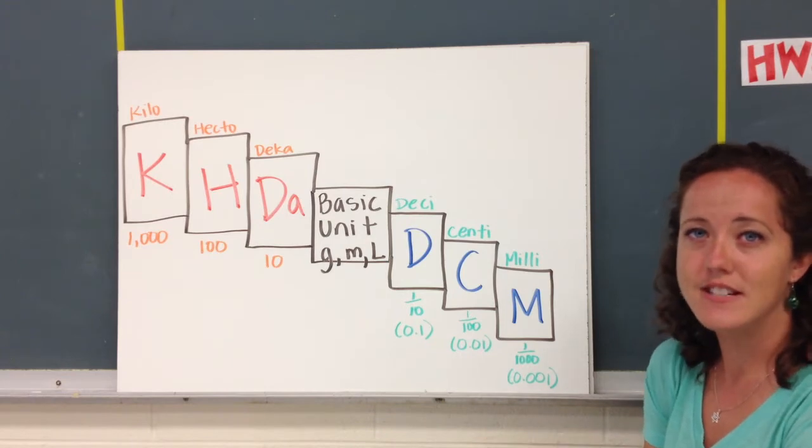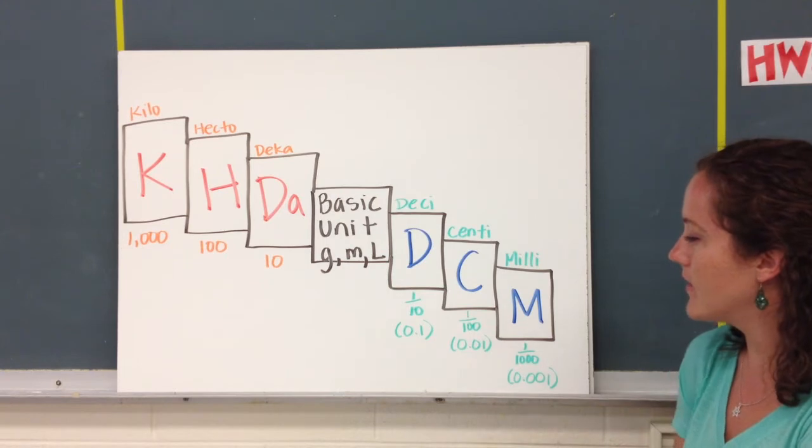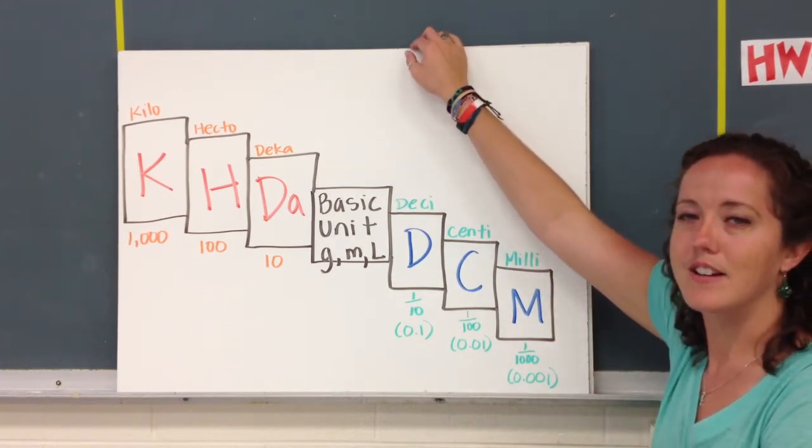Centi is kind of like a cent. So we have 100 cents in a dollar. So a cent is 1/100th of a dollar. That's how we have this. And then milli is 1/1000. You should already have all this written down in your notes from today.